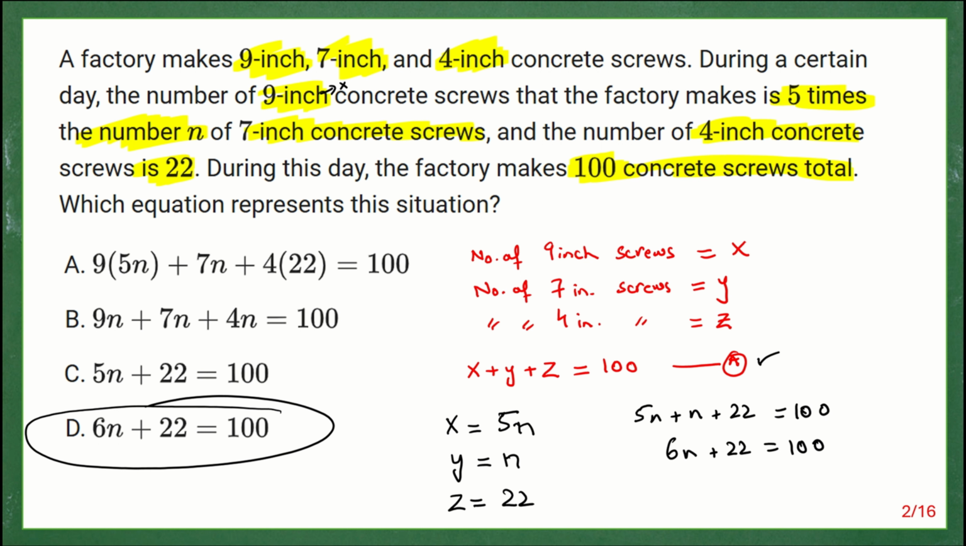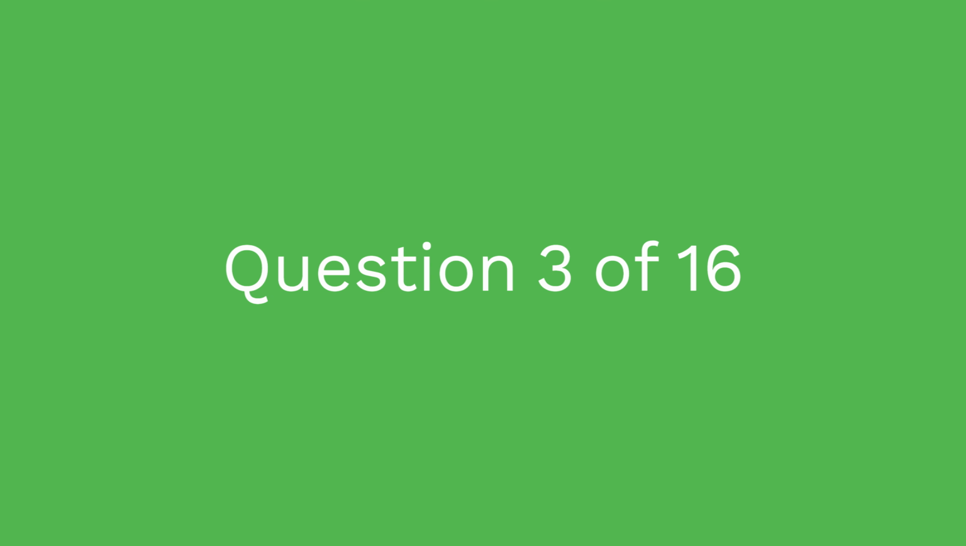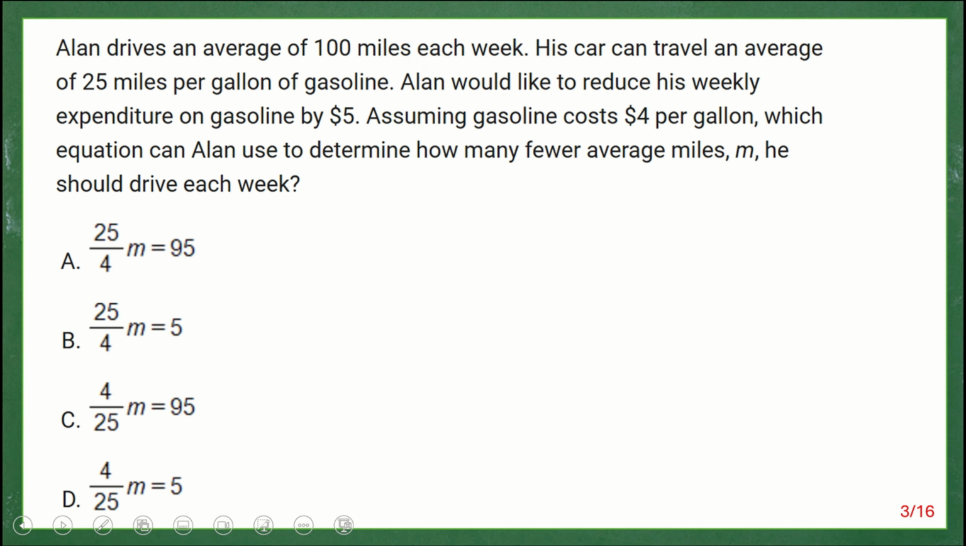Okay, so one easier way is to assign variables in this particular process, and then from the question list down what each variable represents or is equal to, and finally we can have this equation here. Now let's look into the third problem.